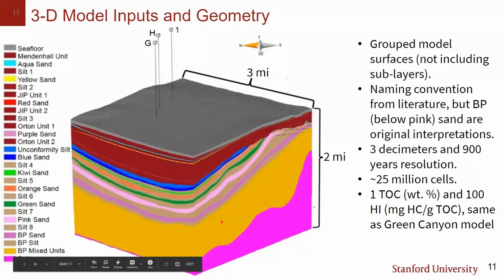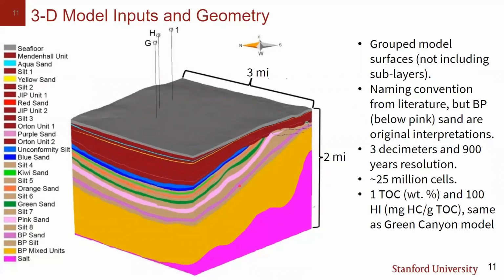And the naming convention we used is below pink, and then associated numbers through depth, and we abbreviated as BP, kind of as an homage to where I'll be working after I graduate. This model has 25 million cells, and we use a total organic carbon weight percent of 1 and HI, hydrogen index, of 100, similar to the Green Canyon model, which is not far from here. It was a 3D model also published on gas hydrates in the Gulf of Mexico.